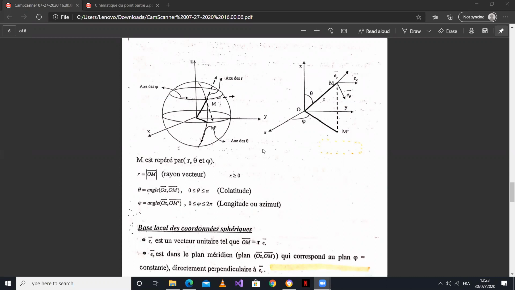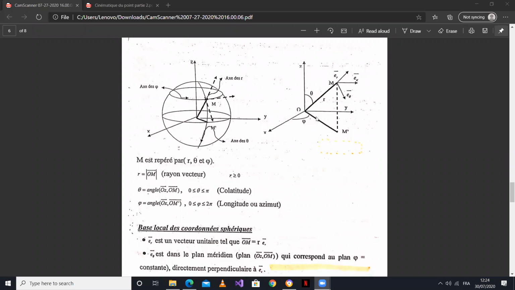Then we also have the angle phi. Angle phi is the angle between OX and OM prime. So OM prime is going to be rotating starting from X, and it's going to be going like that, and we are going to know what angle it's forming.